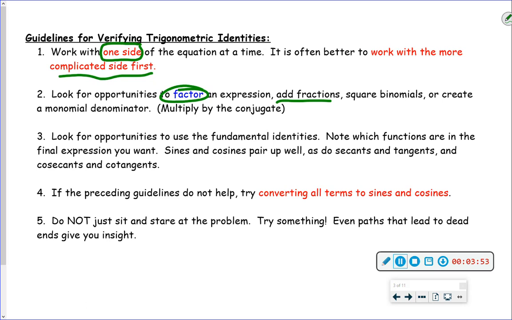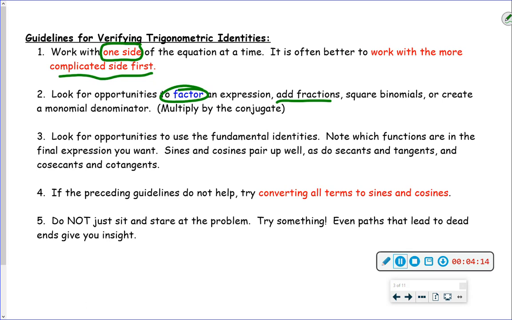Don't forget adding fractions, your common denominators, squaring binomials, or a monomial denominator. Multiply by the conjugate. You look for opportunities to use your fundamental identities. Look at what functions are in your final expression. Again, sine and cosine pair up well, so do secant and tangent, cosecant and cotangent.